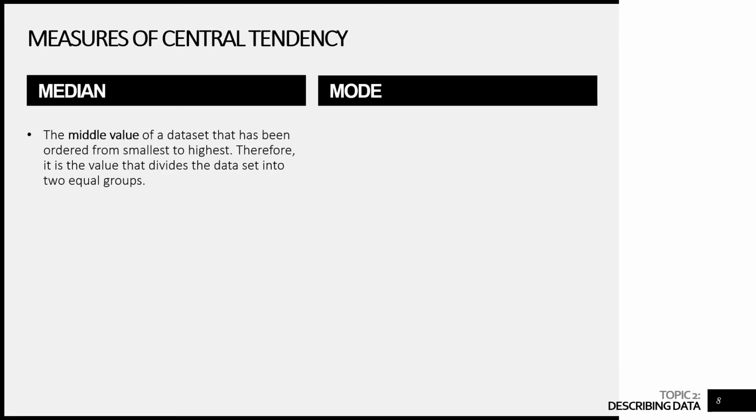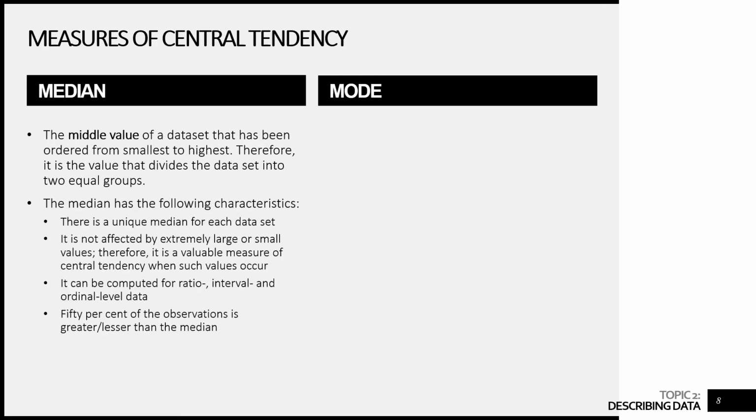You have already learned about mean. Now let's look at the remaining two measures of central tendency. They are the median and mode. What's a median? Median literally means middle. So the median is actually the middle value of a data set that has been rearranged from the smallest to the highest figure. Alternatively, you can also rearrange your data set from the highest to smallest number. So in other words, the median divides your data set into two equal parts.